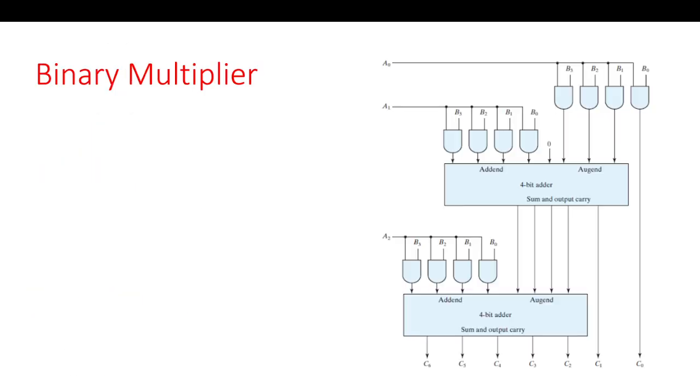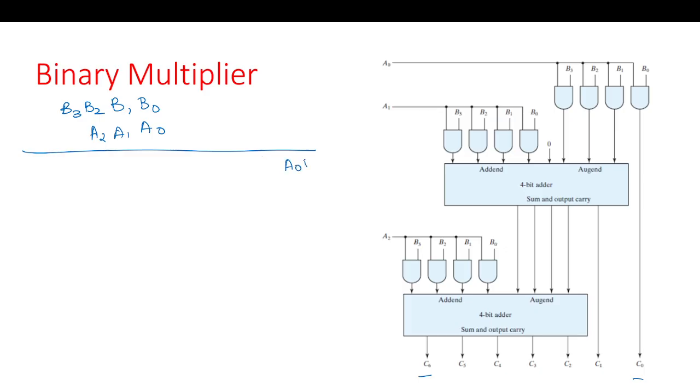So the binary multiplier, if we have say 4 bits, B3, B2, B1, B0, and A0, A1, A2, A3 is not there. So here it is a 3-bit number into a 4-bit number. So the final output should be 7 bits. Okay, so we observe from C0 to C6, 7 bits.